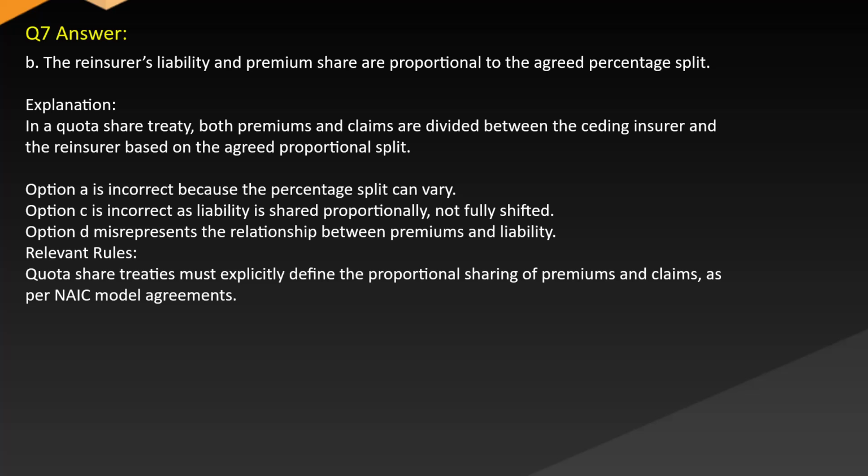Option C is incorrect as liability is shared proportionally, not fully shifted. Option D misrepresents the relationship between premiums and liability. Relevant rules. Quota share treaties must explicitly define the proportional sharing of premiums and claims as per NAIC model agreements.